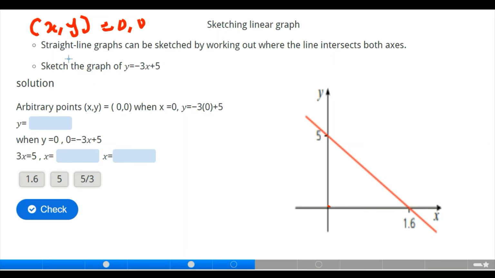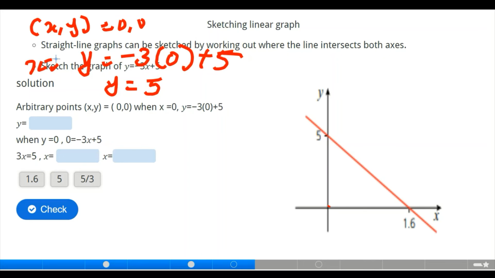So let's look at the very first one, when x is 0. So we have y equals minus 3x plus 5. Wherever we see x now, we place 0. So minus 3 times 0 will give us what? That is 0. So 0 plus 5 will give us 5. So when x is 0, y is 5, right?